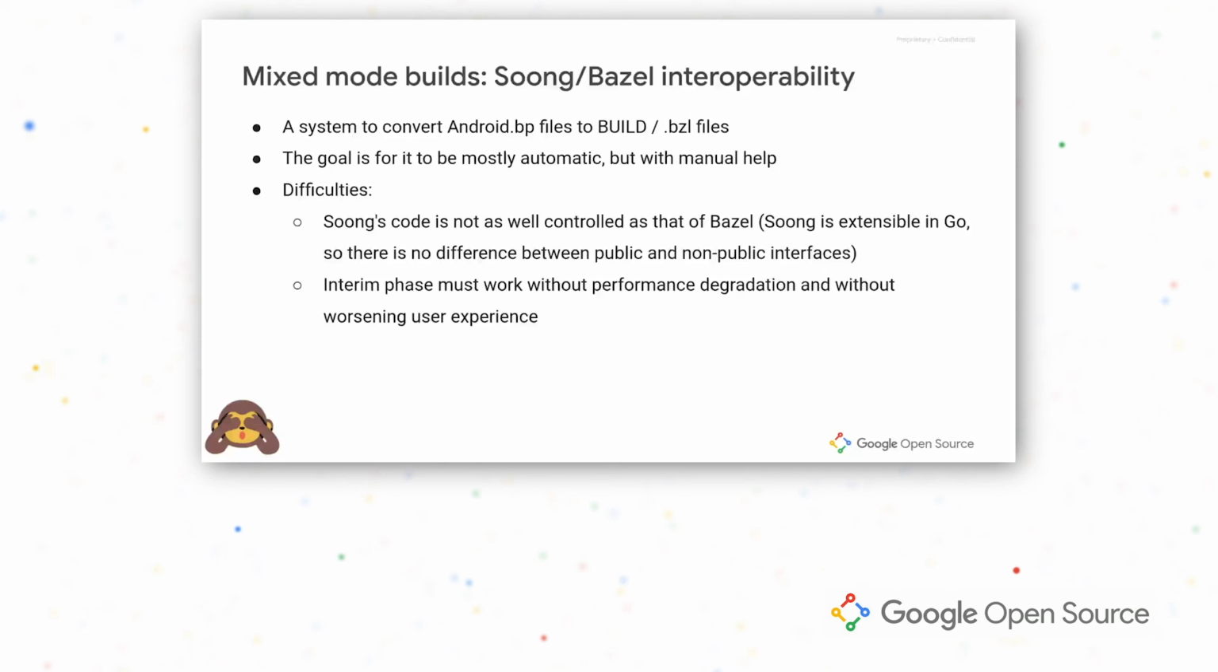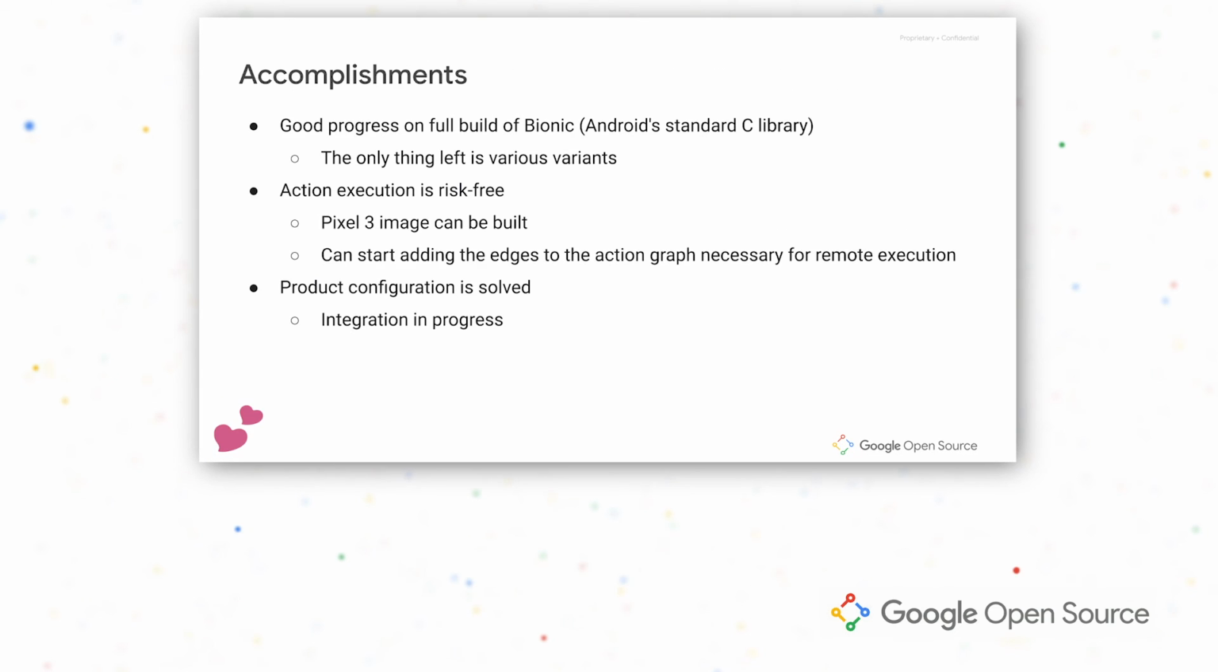The other difficulty we are facing is that we don't want to make the lives of people who work with Android harder, not even temporarily, which means that we have to be careful to slot Bazel into the build process in such a way that it doesn't make builds slower or less comprehensible. Admittedly, this is difficult. So what is it that has already been accomplished?